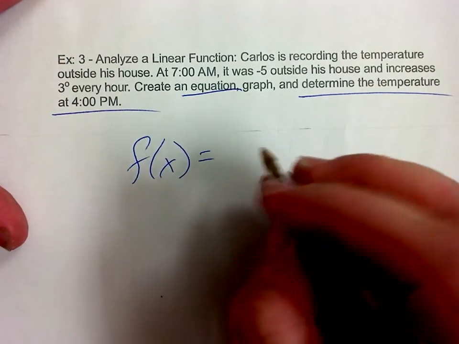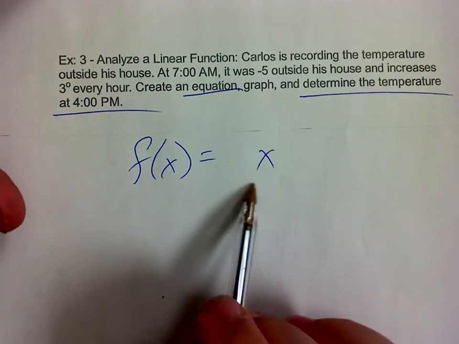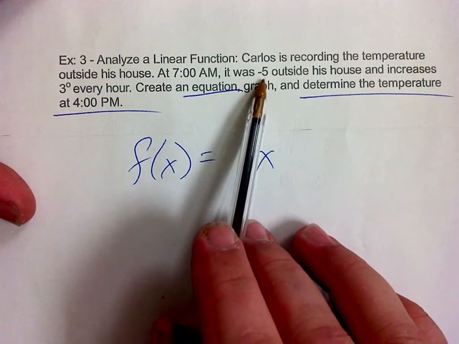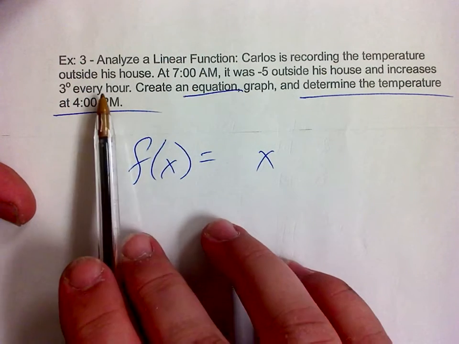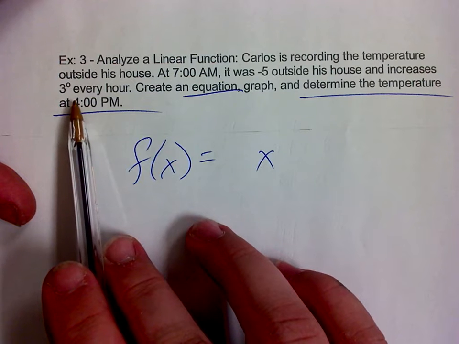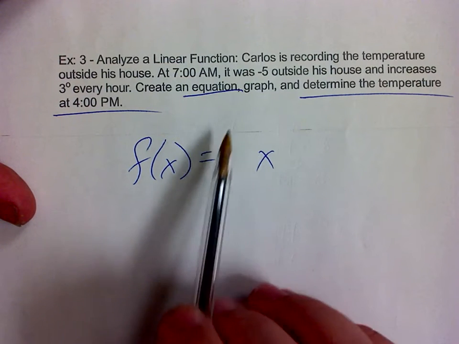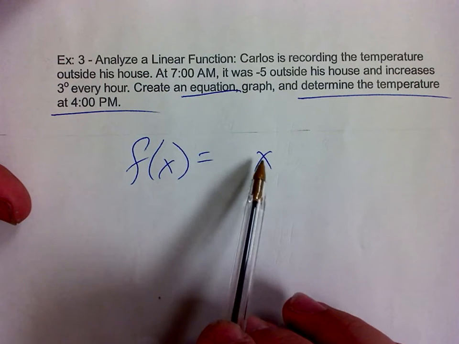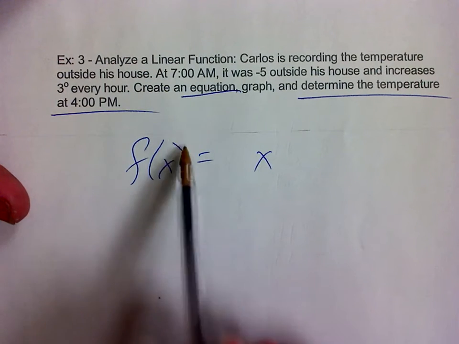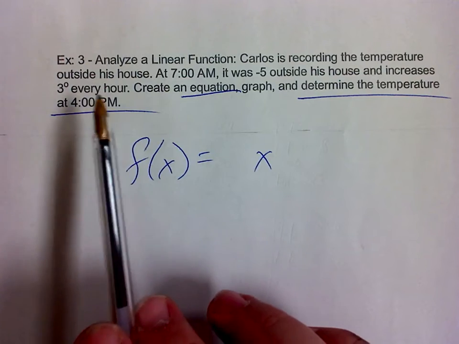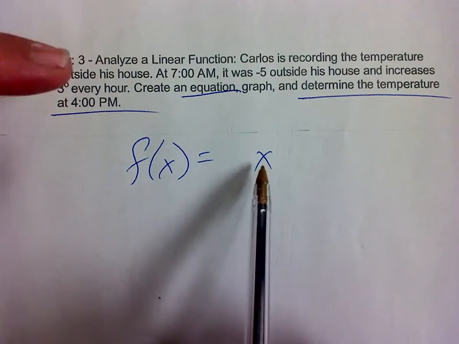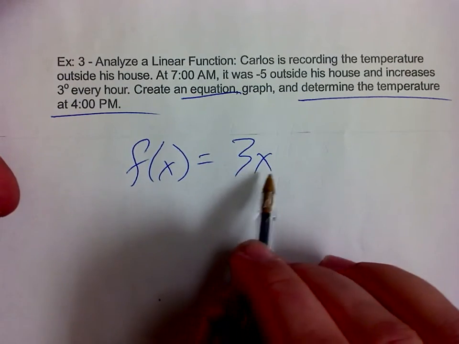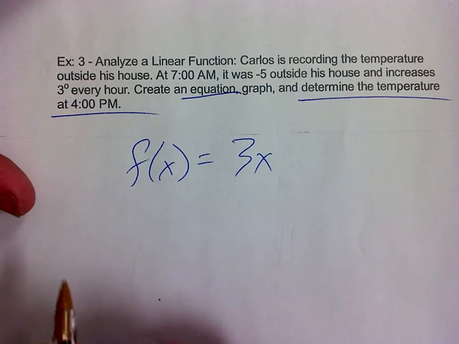Now, we know that this function is going to have an x in it. But the question is, there's more stuff involved in this. We know that it's -5 when he starts, and we know that the temperature increases 3 degrees every hour. So whatever this ends up being, since this is how many hours past 7 a.m., this is going to need to be a multiple of 3, because if this was 1, then we would have to add 3 degrees to the temperature. If it was 2, we'd be adding 6 because we add 3 every time. Since we're dealing with multiples of 3, we're going to have 3x right there.